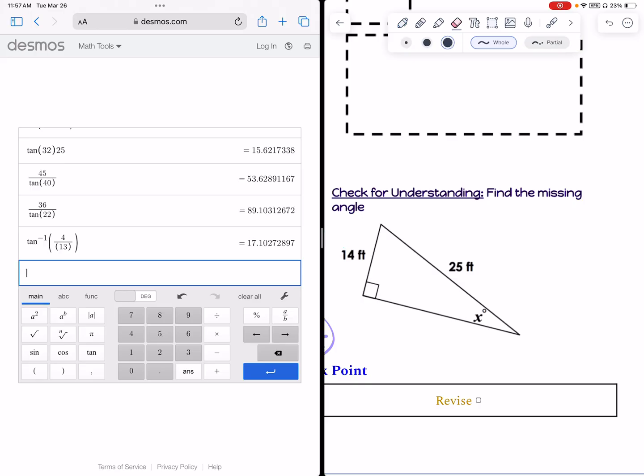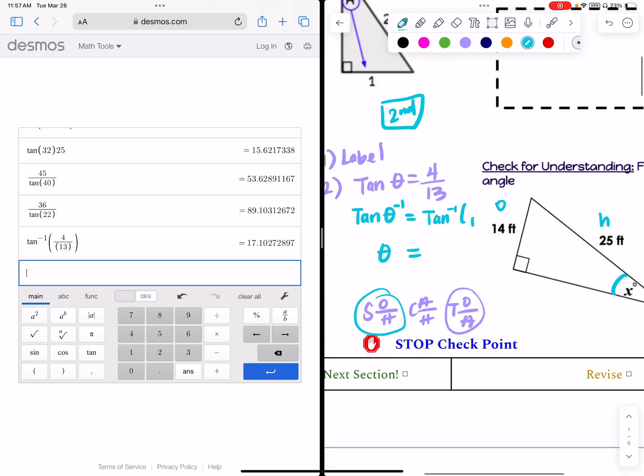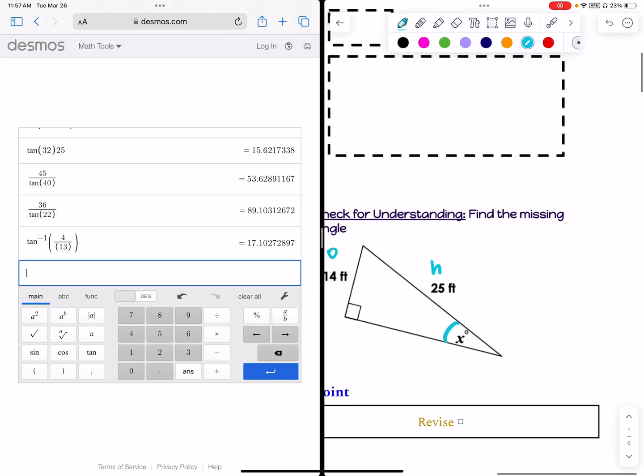Right, so step 1. We're going to label the parts of the triangle in reference to the given angle. So we have opposite and hypotenuse. And if we have SOHCAHTOA, we're going to use sine, SOH. So the sine of x is equal to 14 over 25.